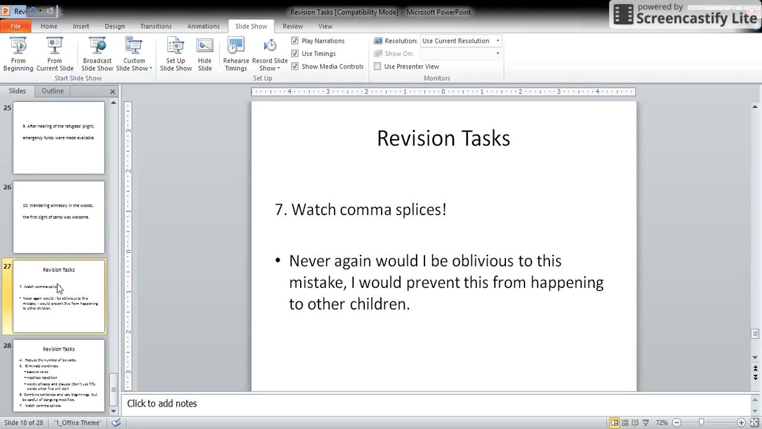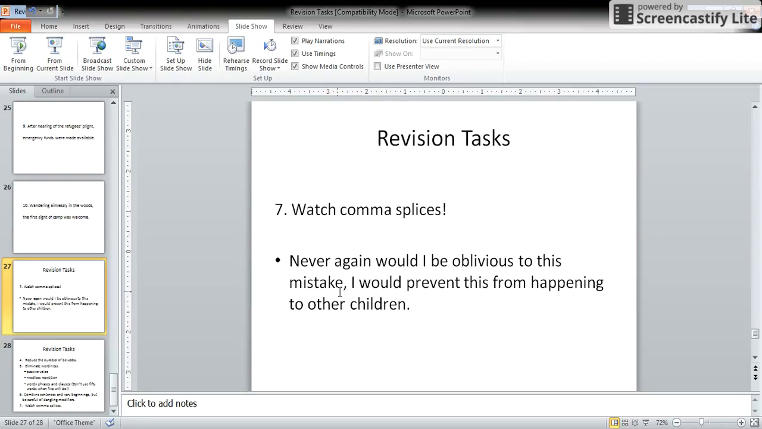The final revision task, I'm not even going to go into detail on it. This is very basic, and it is something that, quite honestly, shouldn't be an issue for a 12th grade AP student. However, it is, unfortunately. Please watch your comma splices. This has to do with just knowing basic sentence structure. A comma splice is demonstrated in this example: "Never again would I be oblivious to this mistake, I would prevent this from happening to other children."